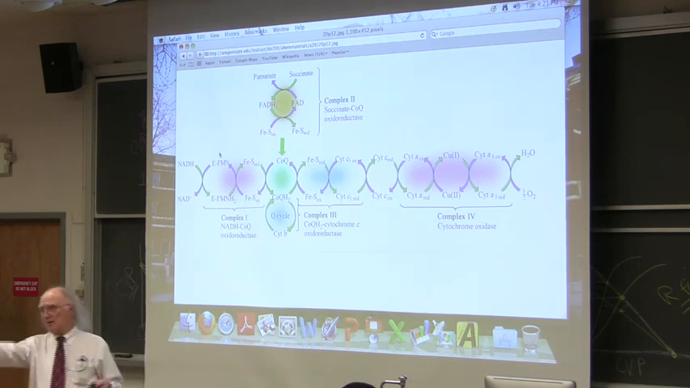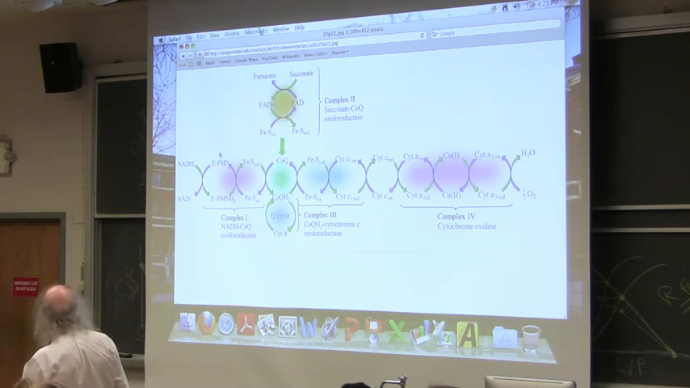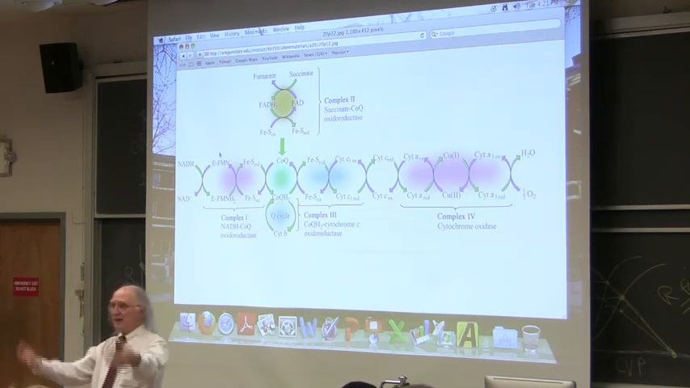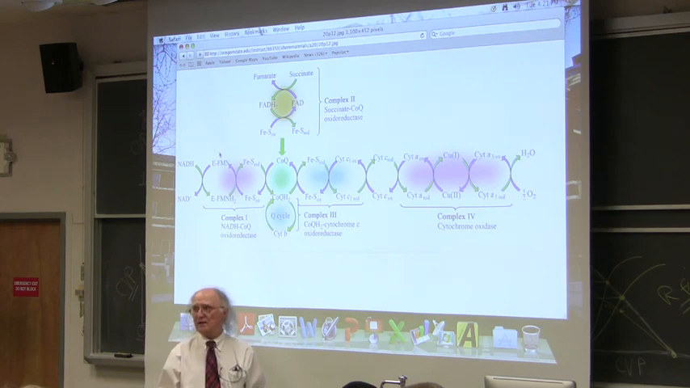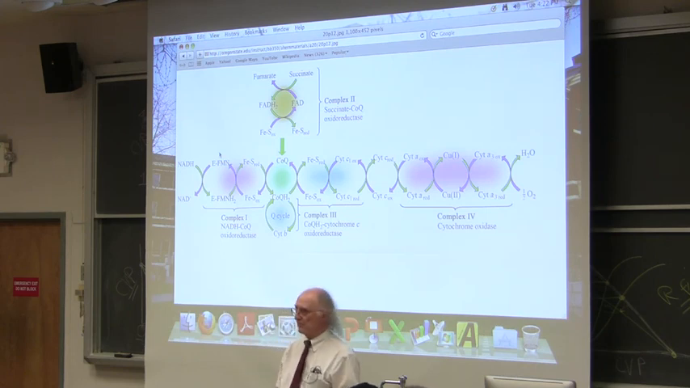Yes, question here. Pumping of protons occurs at complexes 1, 3, and 4. That's correct. Question? Yeah, a pair of electrons. So every NADH and every FADH2 has a pair of electrons that it donates to this process. So for each pair, we get approximately 3 ATPs from NADH and approximately 2 ATPs from each FADH2.